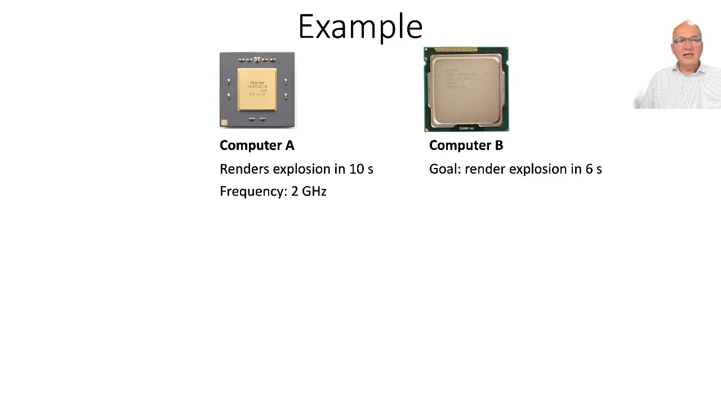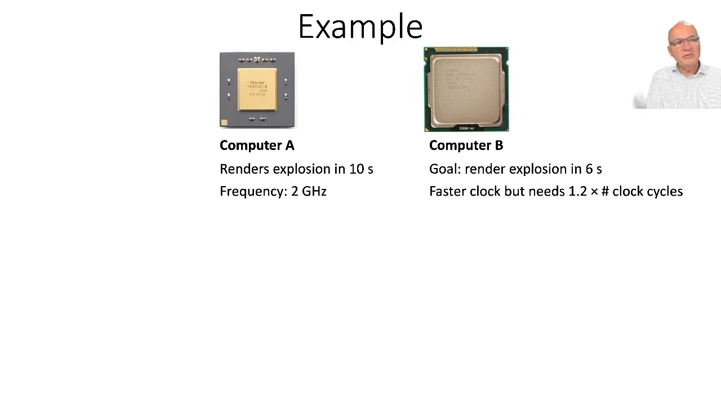Now, the designing team says that running that explosion in 10 seconds is too much time. They have a goal that they need to render the explosion in 6 seconds. So we are now designing this computer B. And the question to the design team is, can you make that explosion be rendered in 6 seconds?